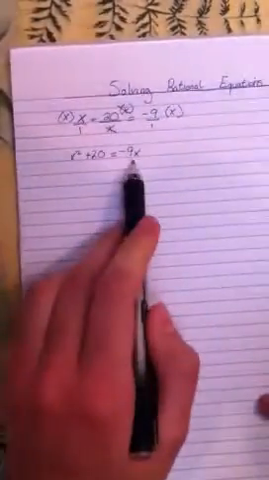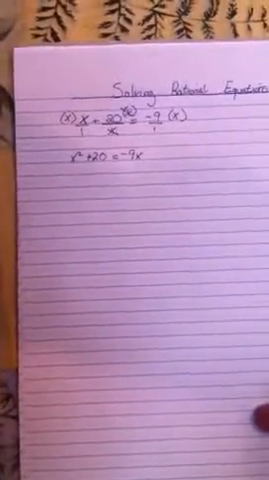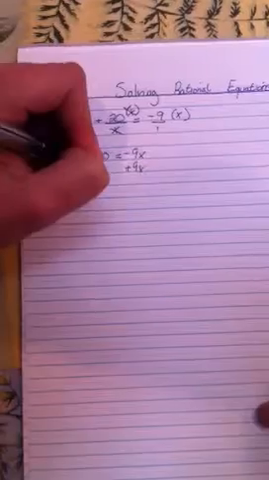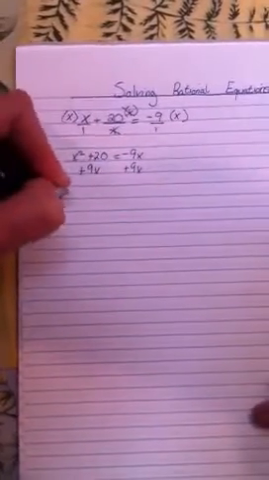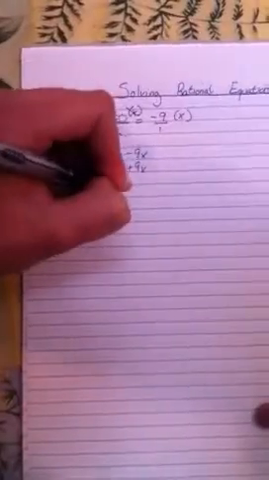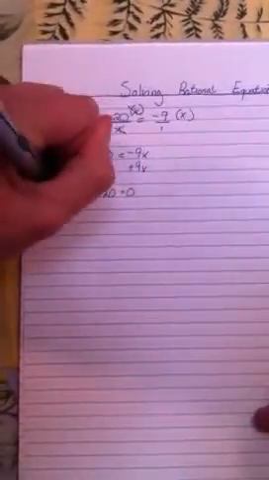The next thing we need to do is move the 9x to the other side, so we're going to add 9x. So we'll have x squared plus 9x plus 20 equals 0. The next thing we're going to need to do is factor this down.